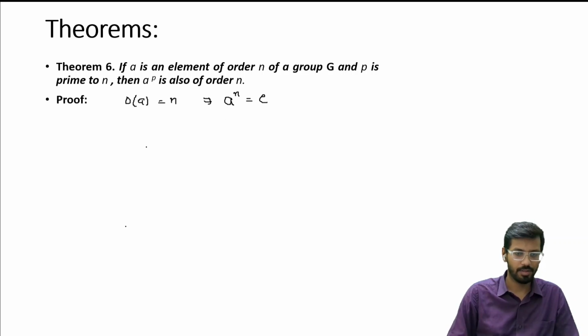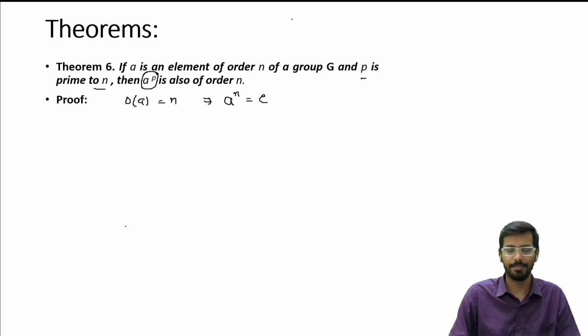Now we have to check a raised to p. Okay, we have to prove that a raised to p also has order n. And here it is given that p is prime to n, which means they are relatively prime. Relatively prime means there will be no common factor between these two. p and n are relatively prime.